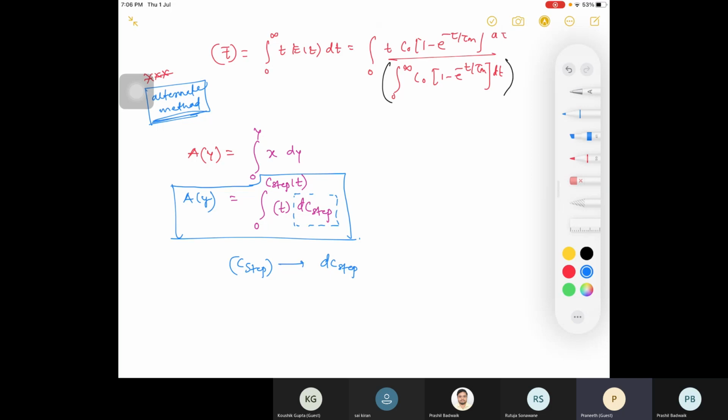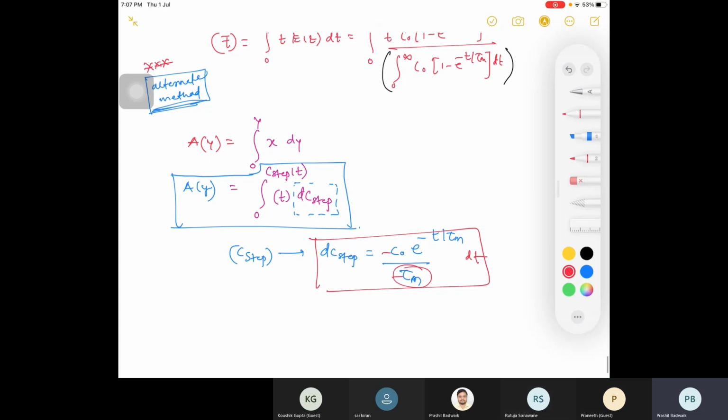So DC step will be minus C naught by tau m into e power minus t by tau m. Okay, DC step is equal to C naught by tau m, then e to the power minus t by tau m into dt. So is it minus C naught? Positive only, because you will be having minus here and this is minus, so that is plus. Now please substitute here.